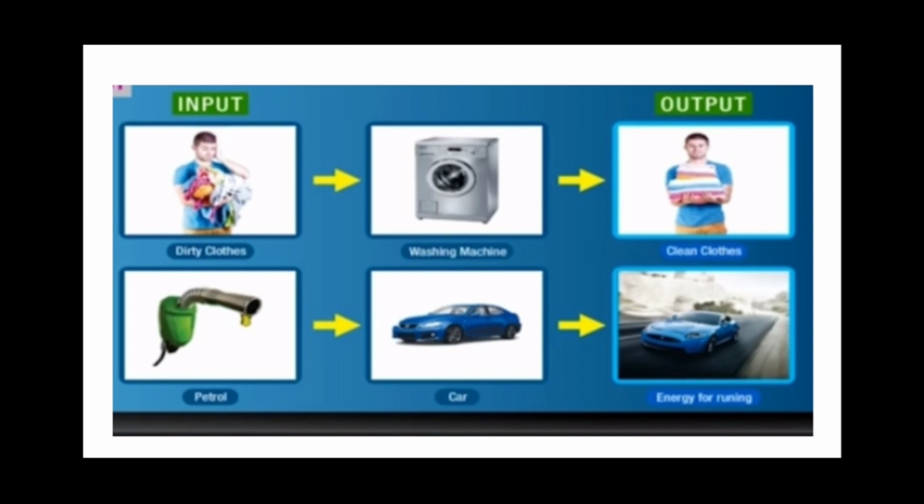In the same way, if we want to go from one place to another place, we need a car and petrol. So petrol is one kind of input. We fill the petrol into the car, and then we get energy for running the car. That is the output. So these are all examples of input, process and output.